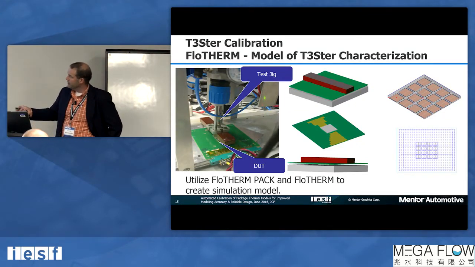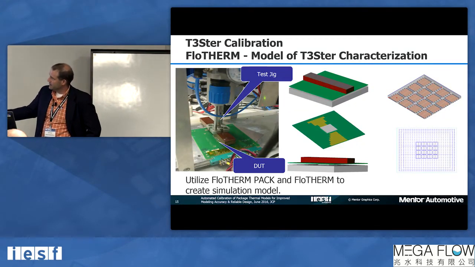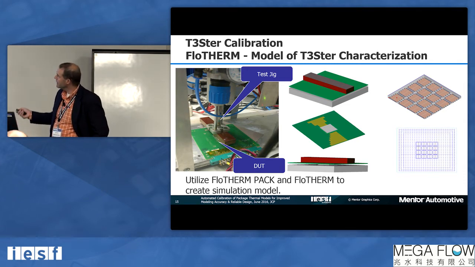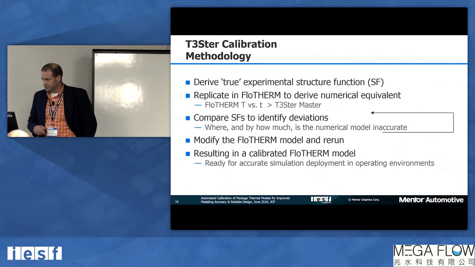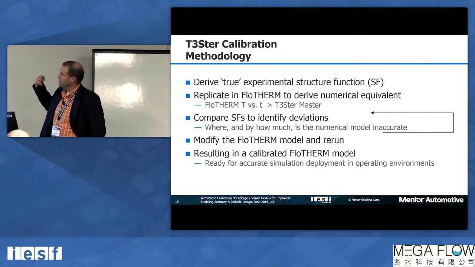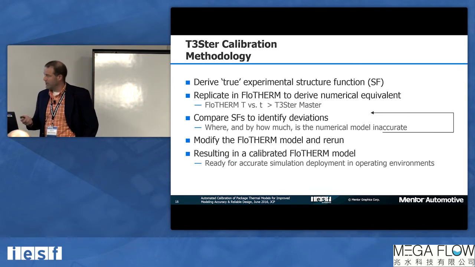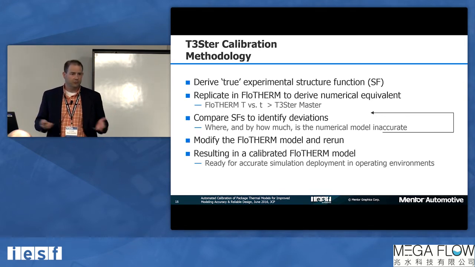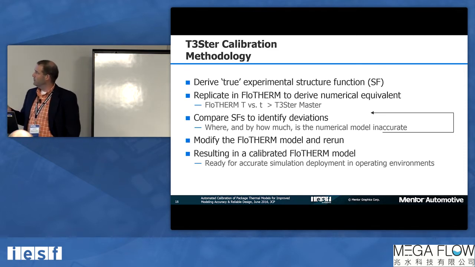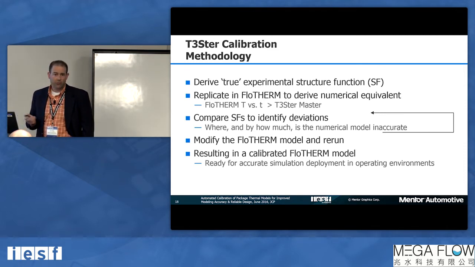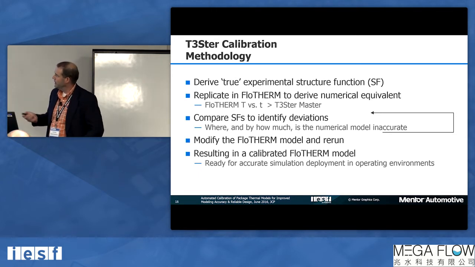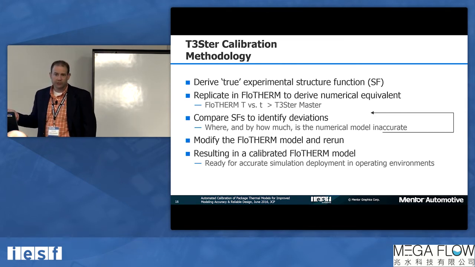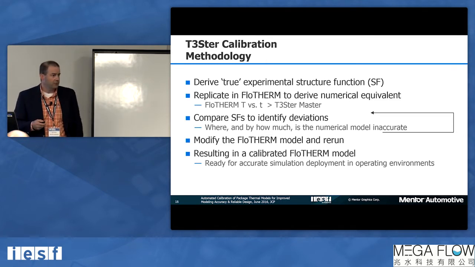So the idea is we set up a test in a controlled environment, and then we also set up a simulation model. The way we would go through this is we would derive the experimental structure function. We'd measure it and take the structure function. Then we would replicate the test setup in Flotherm, and we'd take the temperature over time and create the structure function. And then we'd compare the deviations in the structure functions and make adjustments to the simulation, and then repeat that until we have the calibration done.